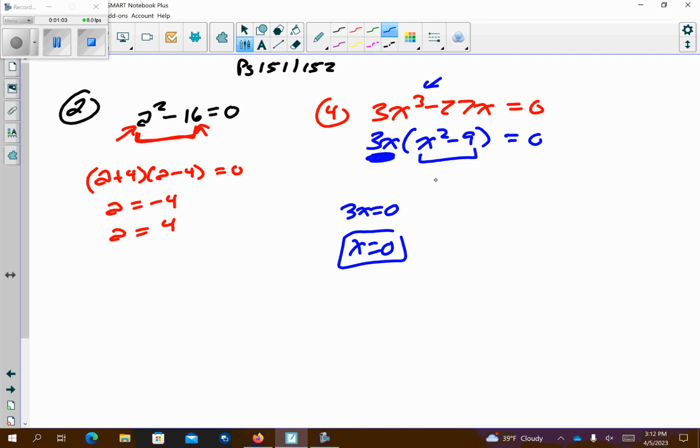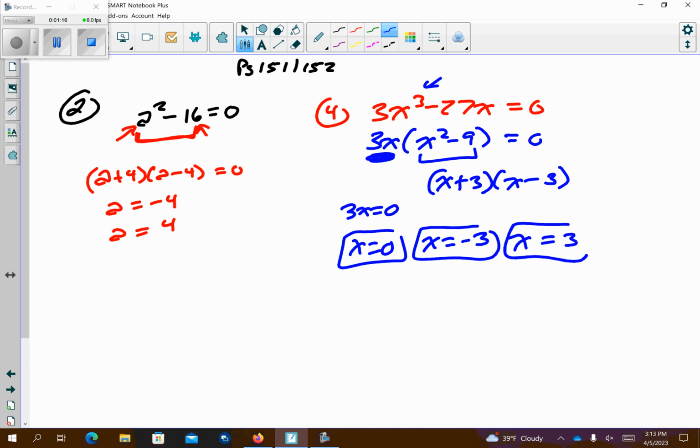And then x squared minus 9 breaks down to x plus 3 and x minus 3 because x squared and 9 are both perfect squares. So this is also going to give me an answer of x equals negative 3 and x equals positive 3. There's my three answers.